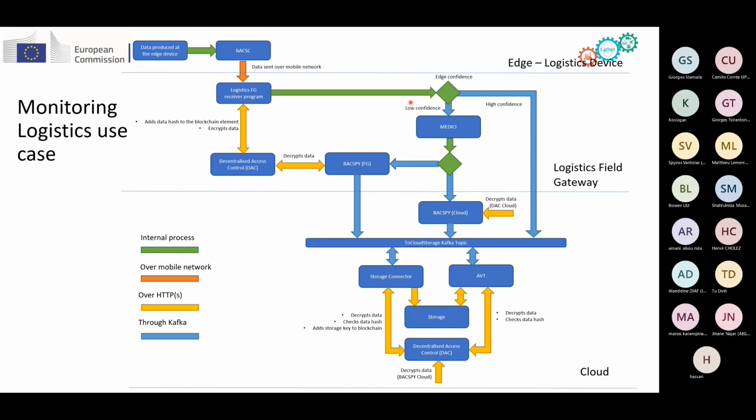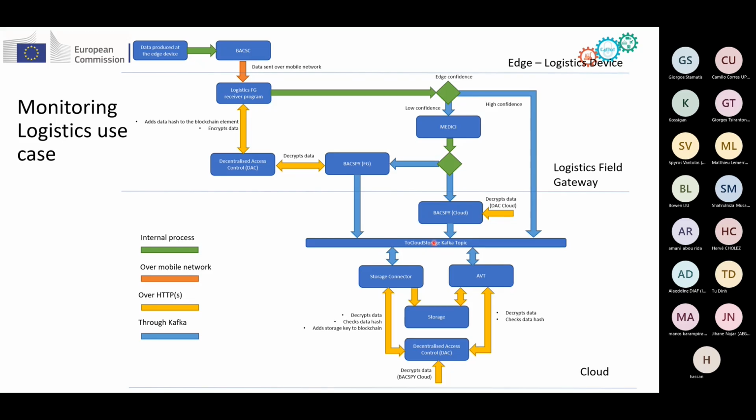So Medici, which is a module developed by the University of Greenwich, will receive this data if they have low confidence, and then based on the information it is gathering from the field gateway machine and the cloud machine, will choose whether it will send this data for reevaluation to the BACC module running on the logistics field gateway or to the BACC module running on the cloud field gateway. Of course, both these modules, in order to use this data and reevaluate it, will have to use decentralized access control on their respective layers to decrypt the data and then reevaluate it.